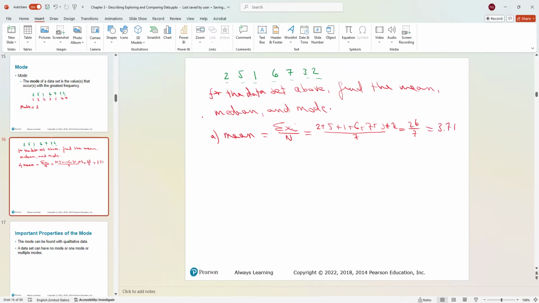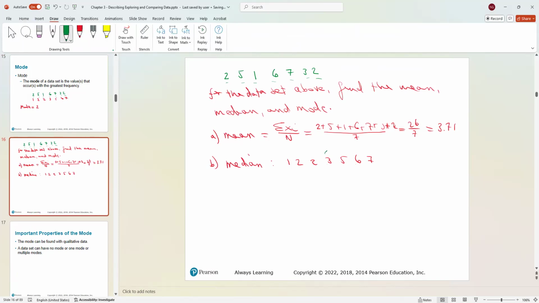It gave us 3.71. Now, when we find the median, because the data set is odd, you need to reorder it first. So we have 1, 2, 2, 3, 5, 6, 7. For us, the median was the data exactly in the middle after you ordered the data from the smallest to the largest. So the median is 3.